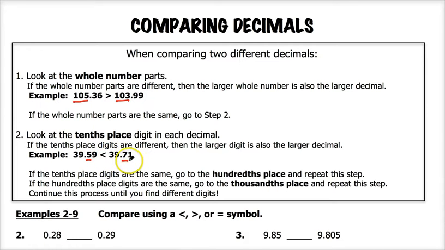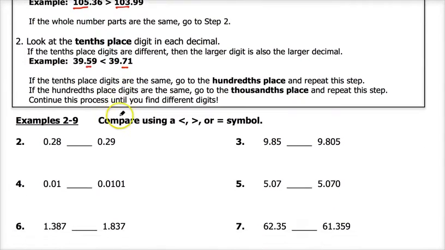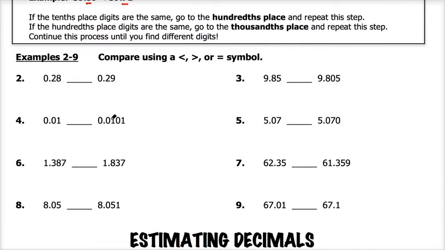If the tenths place digits are the same, then we have to go to the hundredths place and compare. If the hundredths digits are the same, we go to the thousandths place, etc., until we get to two different digits in the same place. So we're going to practice this now in examples 2 through 9. We're going to compare each of these decimals using either a less than, greater than, or an equal symbol.